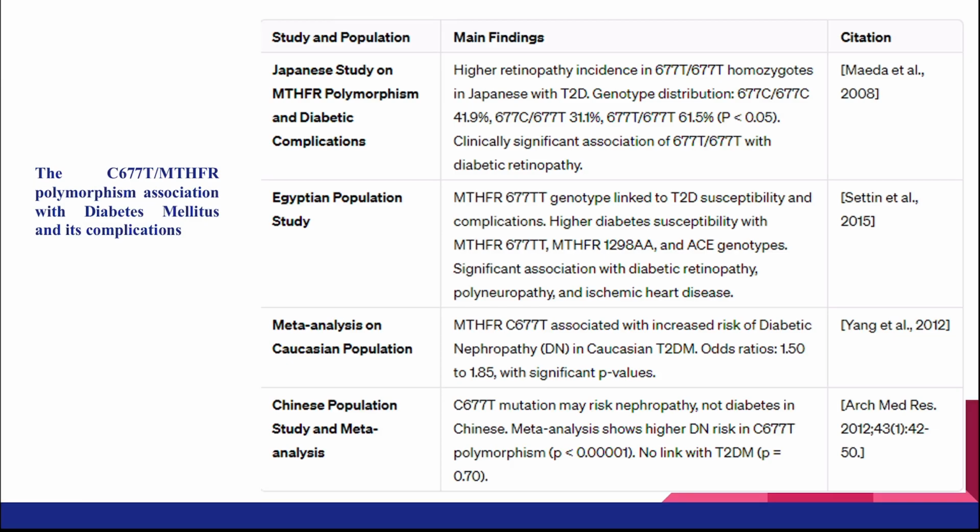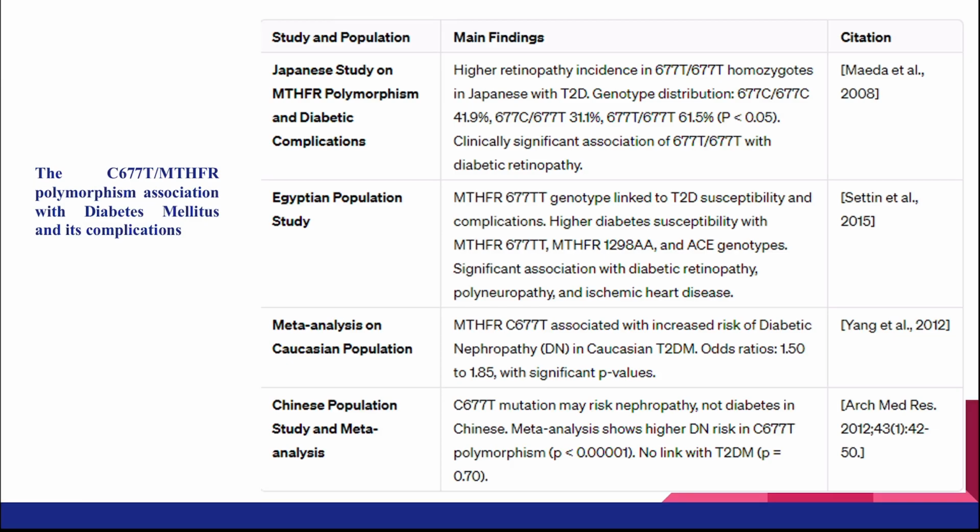In the case of a meta-analysis which was done in the Caucasian population, an interesting finding was that it was not related to increased risk in retinopathy, and it showed that in this case, the increased risk was seen for diabetic nephropathy in the Caucasian population. So although the same genetic mutation was seen in different populations, different complications could result, with increased susceptibility to different complications.